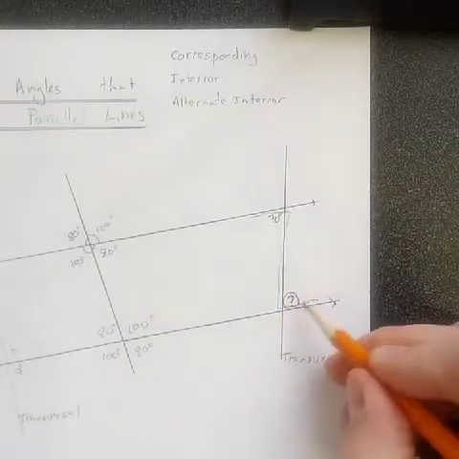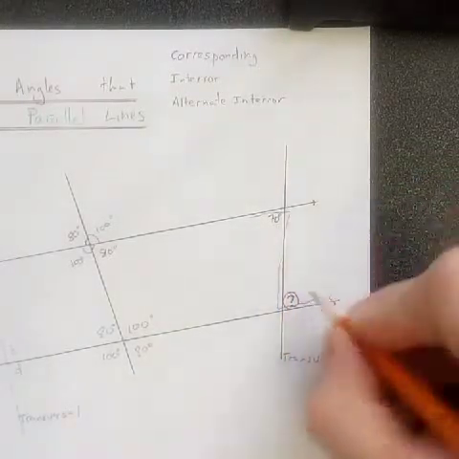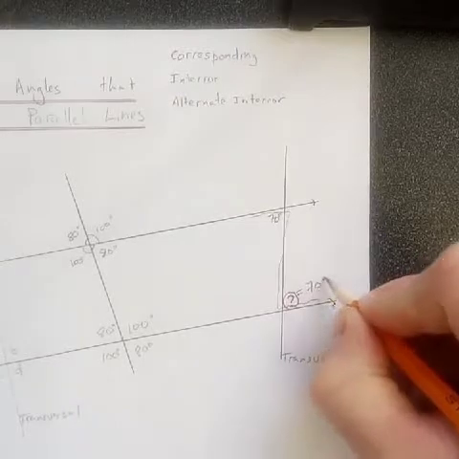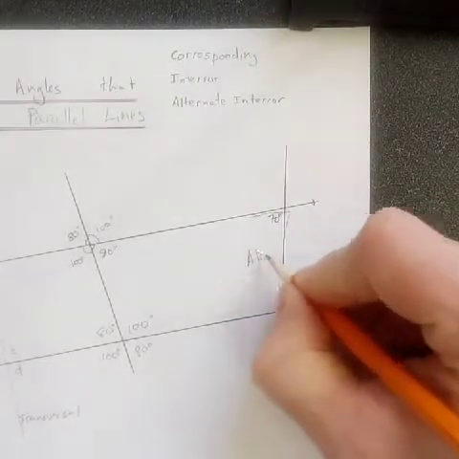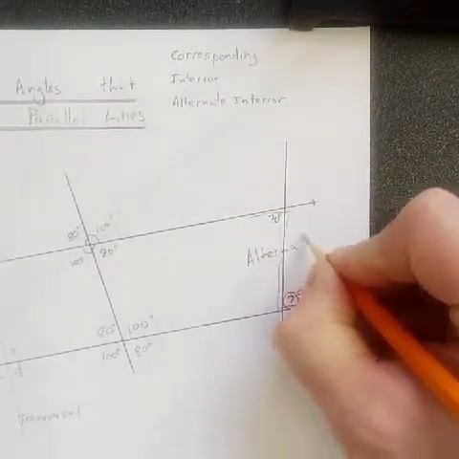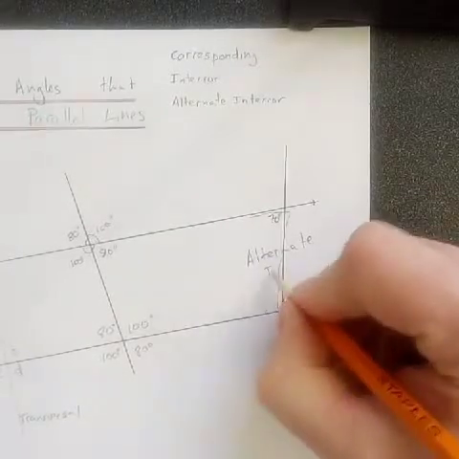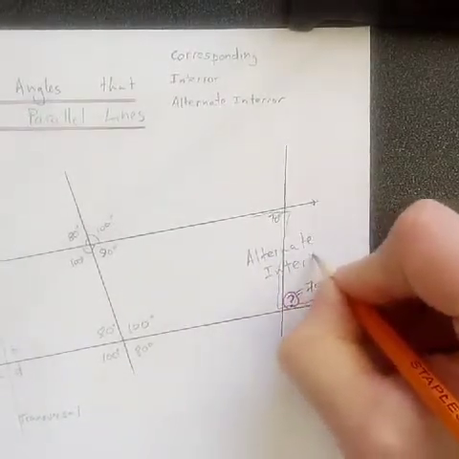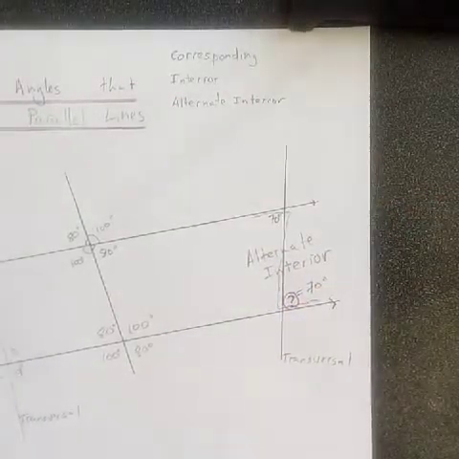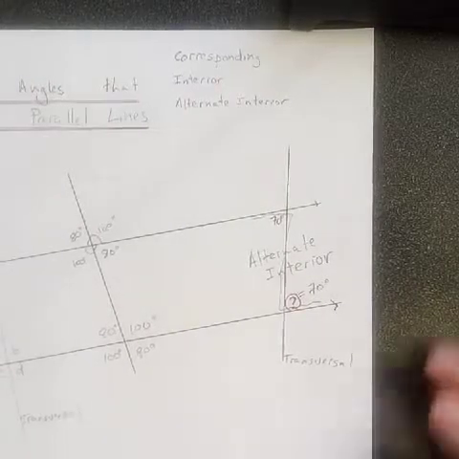So 70 and this question mark are congruent, so this has to equal 70, and these are called alternate interior angles. They are congruent.